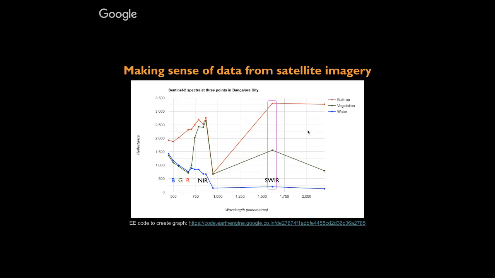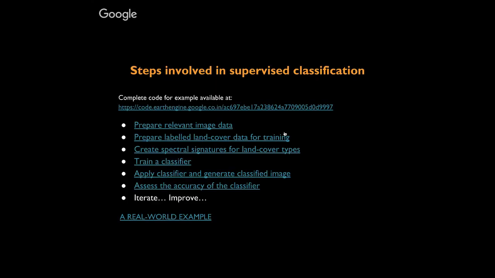Now, we can use all of this to try and help us. So now out of this, we are able to generate a signature for built-up areas, vegetation, and water. And if we get a pixel with an unknown kind of land cover, we can match it up to one of these and see which of these it's closest at fitting. So now how do we do this?